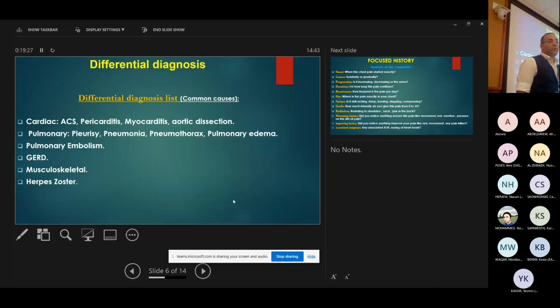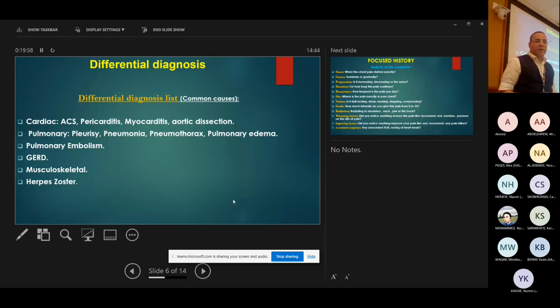Okay, we can explore together what Aisha missed. She did it very well, actually, but we can focus on things that she missed just to be perfect. First of all, you have to put a very good differential diagnosis list in your mind for chest pain in the exam. We have a long list of differential diagnoses, but we have to focus on the most common differential diagnoses.